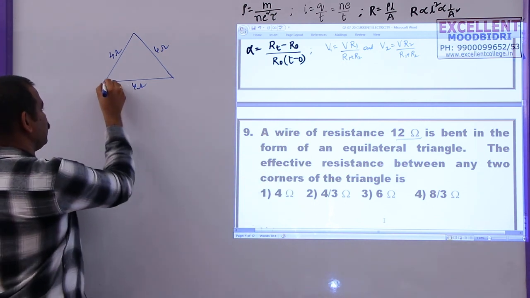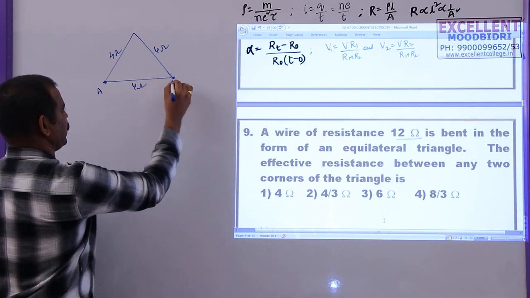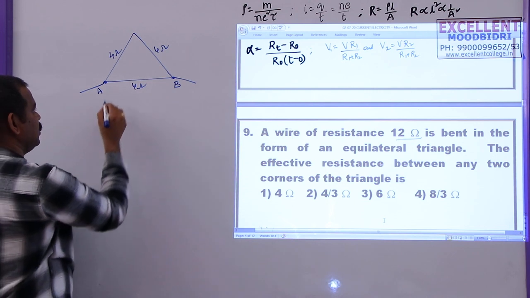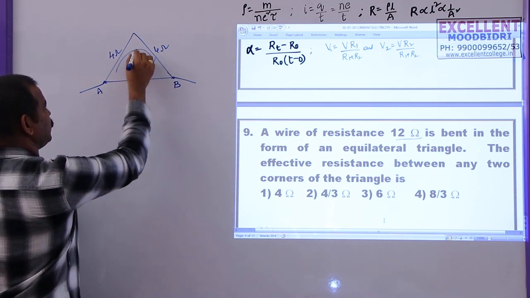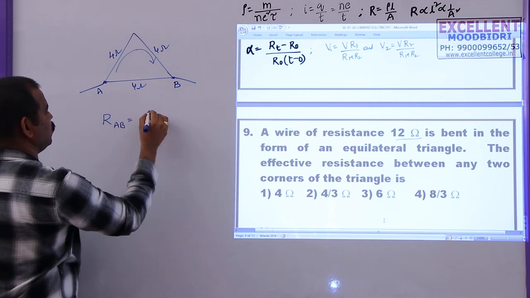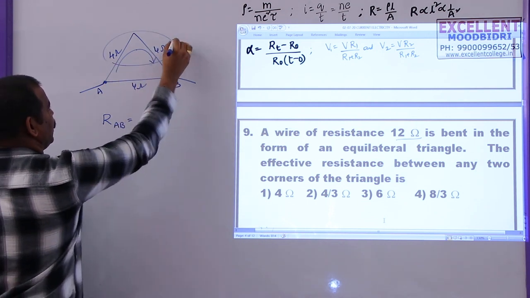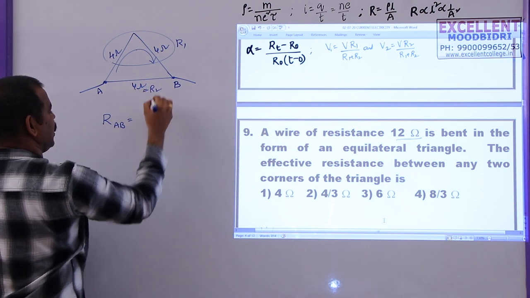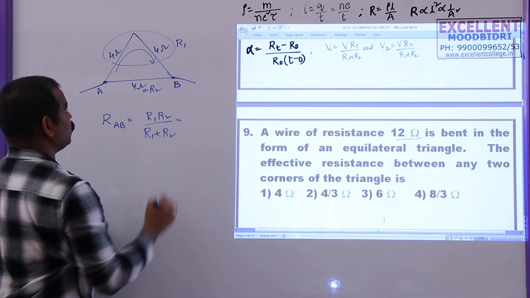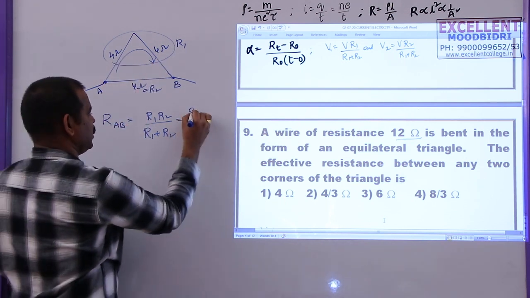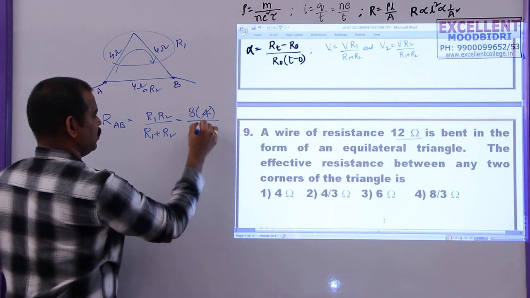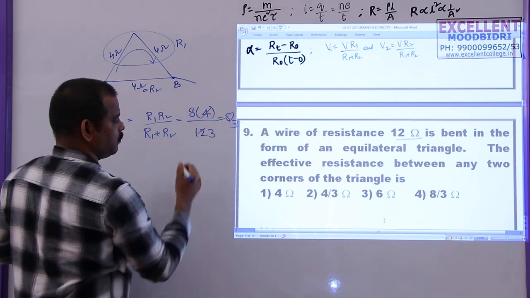So let me take this point as A, this point as B. Now I want to find out the effective resistance between these 2 points. These two are in series, and for this it is parallel. So effective resistance RAB is equal to R1 R2 by R1 plus R2, where this is R1 and let me take this as R2. What is R1? 4 plus 4, this is 8. R2 is 4. So 8 into 4 by 8 plus 4, which is 12. 4 3s, so option 8 by 3.